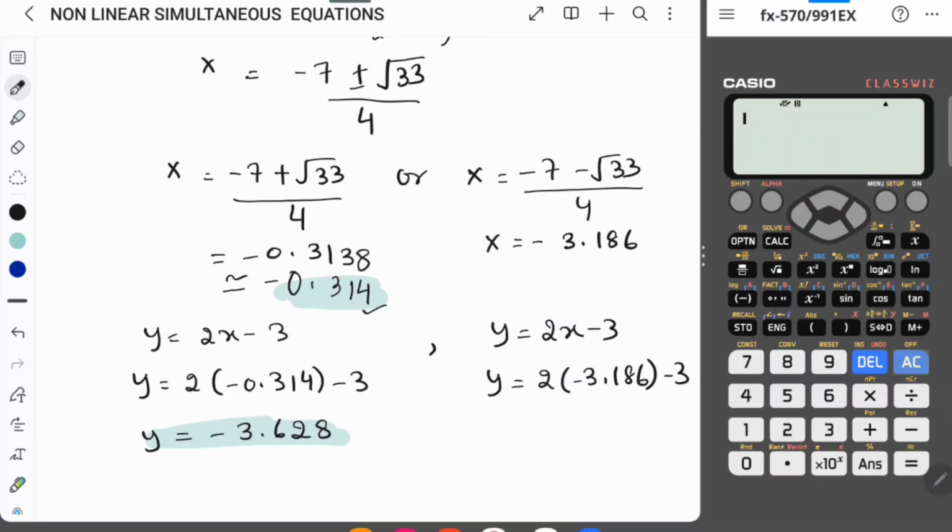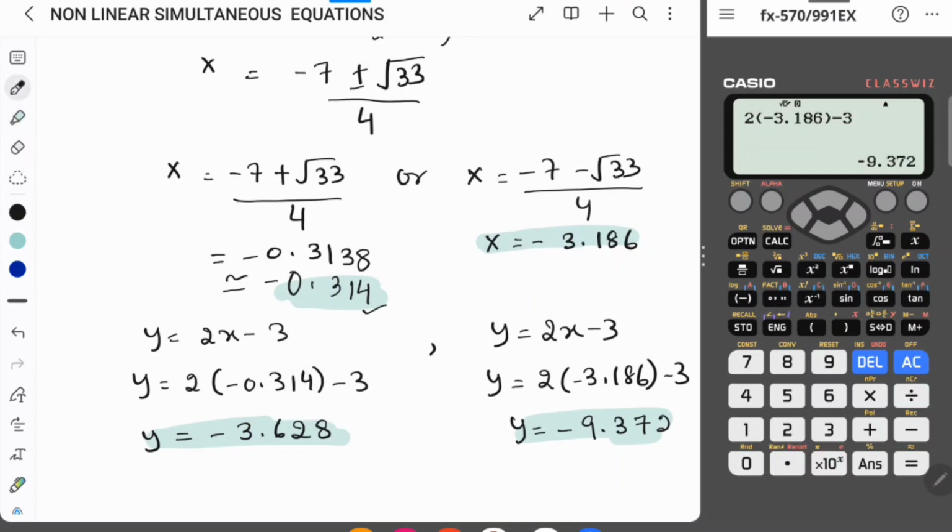The other answer is 2 times minus 3.186 and then bracket close, minus 3 equals to, that is minus 9.372. Okay, so this is the other set of answer.